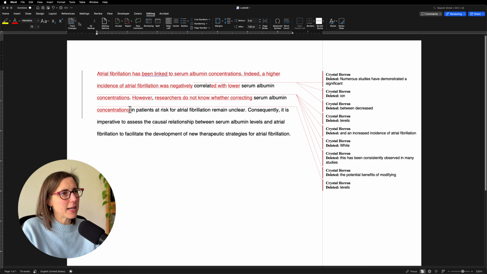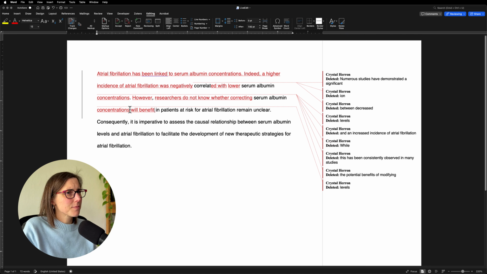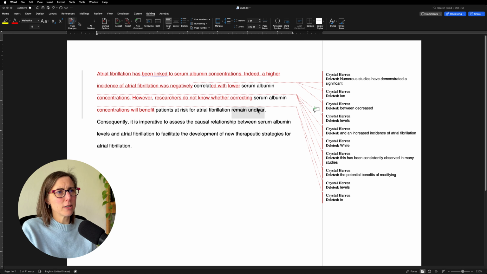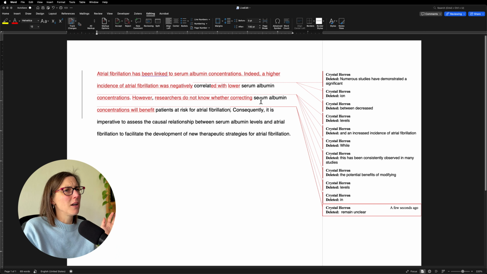Actually, I'm going to add back in that will benefit patients at risk for atrial fibrillation. We no longer need remain unclear because we have that at the beginning. So now we have, however, researchers do not know whether correcting serum albumin concentrations will benefit patients at risk for atrial fibrillation. I like that much better.